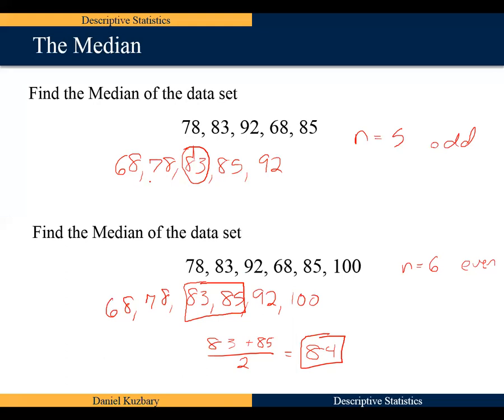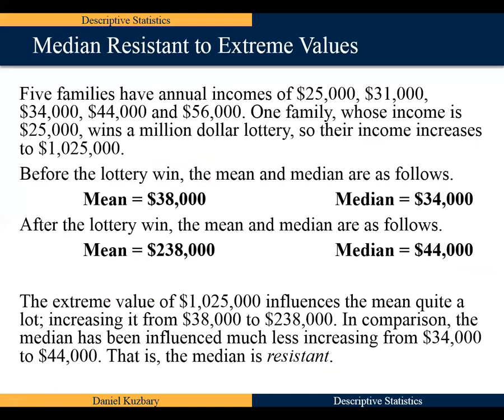This divides it in half. These are less than 83. These are more. That's all it really takes to find the median. The one reason you might want to use the median instead of the mean is that the median is what we call resistant to extreme values.